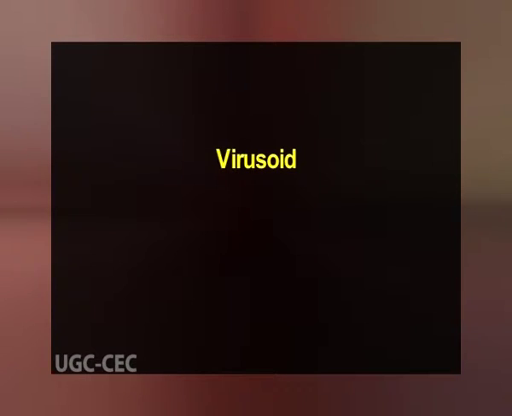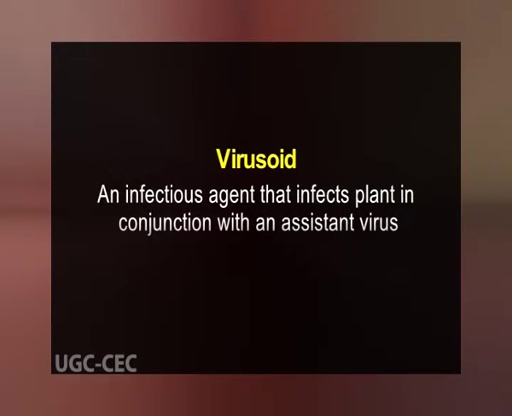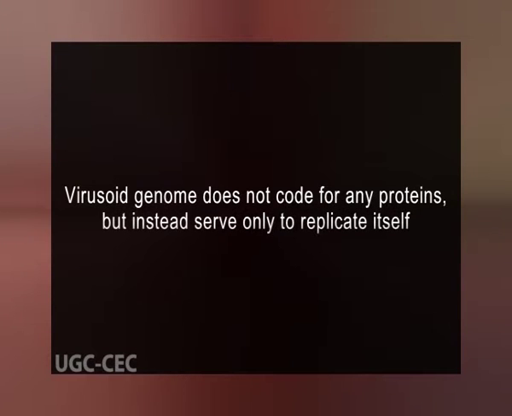Now coming to the fifth objective, that is virusoids. A virusoid is an infectious agent that infects plants in conjunction with an assistant virus. Virusoid genomes are 220 to 388 nucleotides long. A virusoid genome does not code for any proteins but instead serves only to replicate itself. Virusoids can replicate in the cytoplasm and possess ribozyme activity.